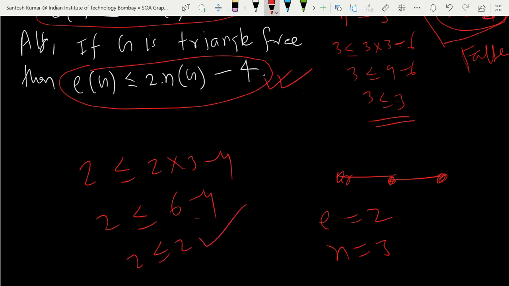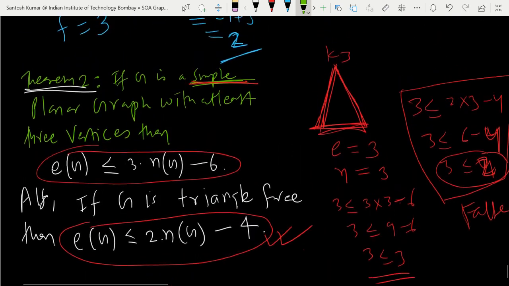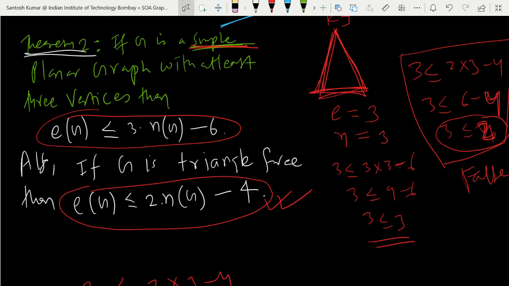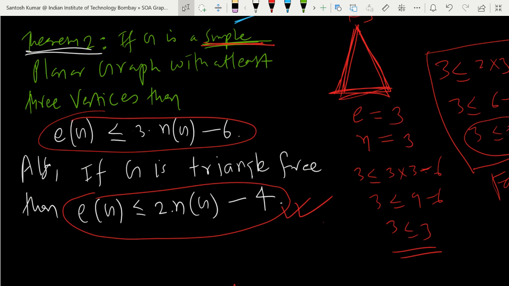Because there is no triangle in the graph as a subgraph. So you cannot find a triangle inside the graph, or the graph has no subgraph that is a triangle. Triangle free means you will not see a triangle in the graph, or K3 is not a subgraph. In simple words, K3 will not be a subgraph of that graph. Then we'll call it triangle free.